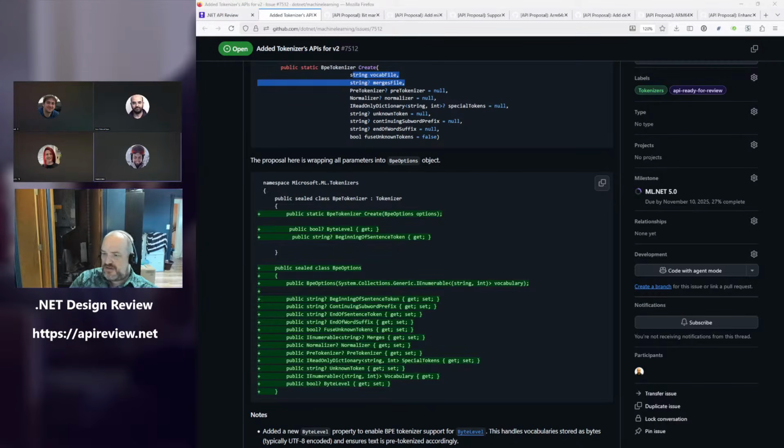I guess it depends just on how uncommon a merges file is. I don't know. It sounds like it's not very common at all. Sorry, not common to omit. It's common to have the merges, but not required in every single scenario. But it's common to have it, yes. Okay.